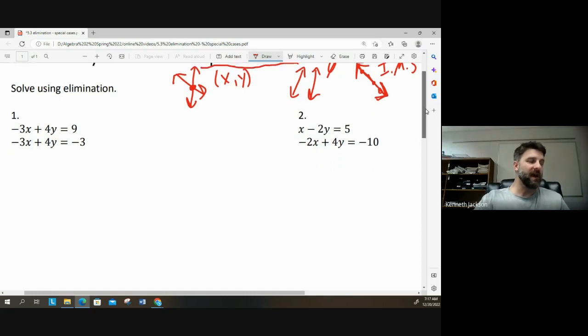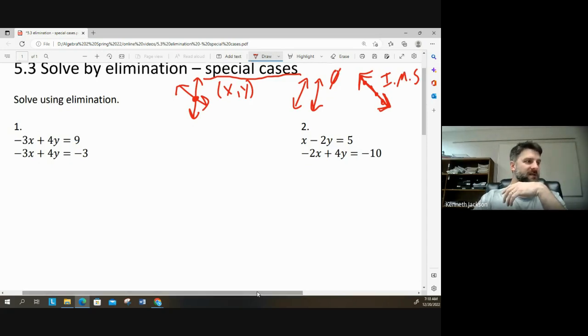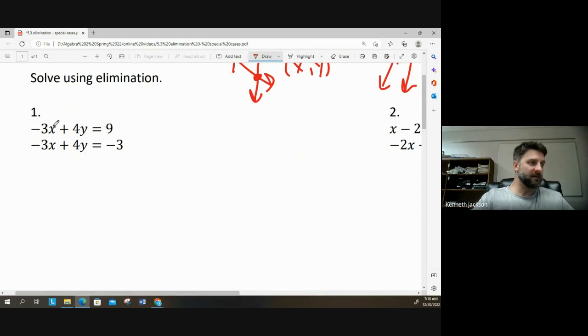So again, a quick recap to eliminate. We need to line up the variables, and then we need to make one of the variables the same, either the x's or the y's, and then we can add or subtract to make that variable eliminate. So if we look at number one, maybe I can zoom in here for you. On number one, the x's are lined up and the y's are lined up.